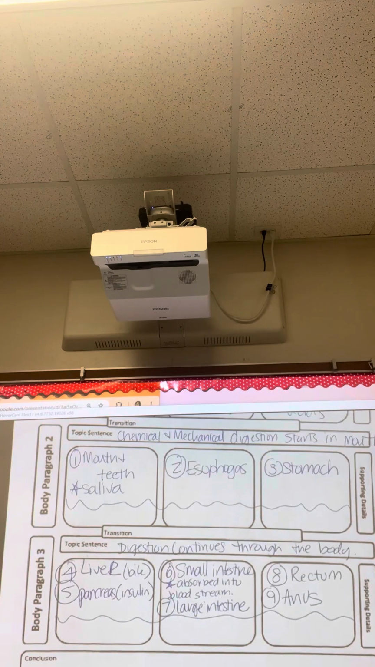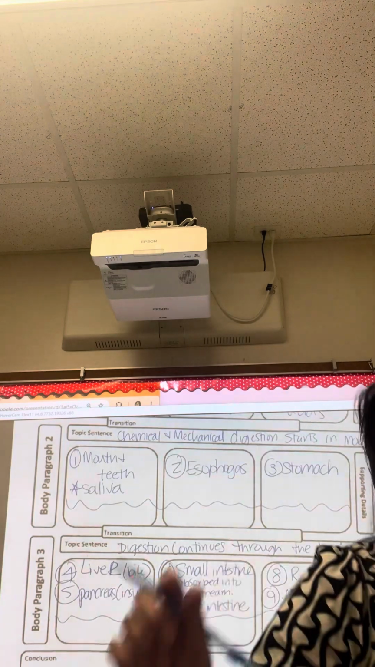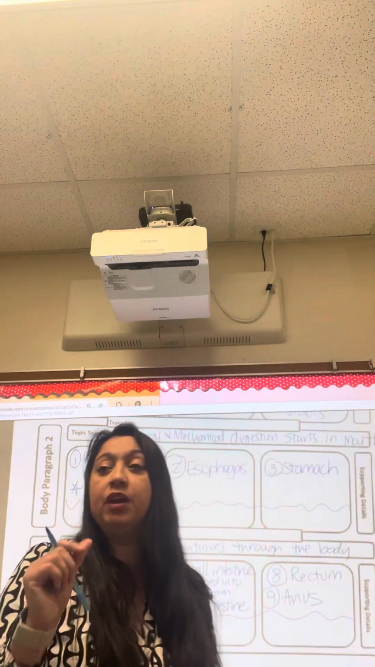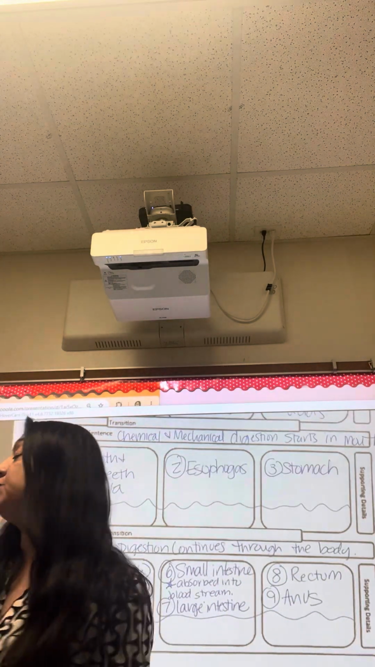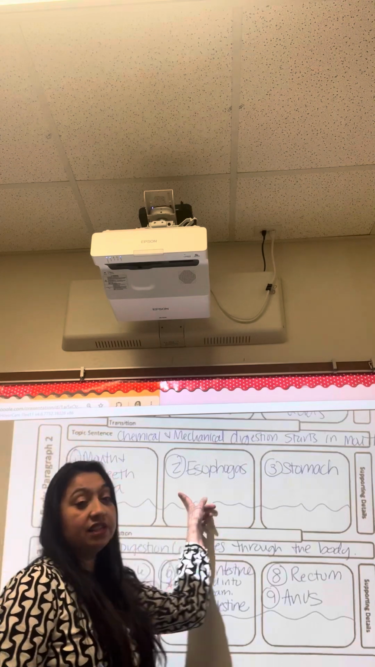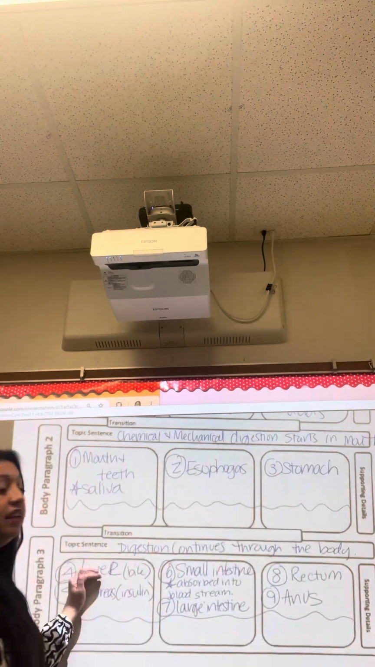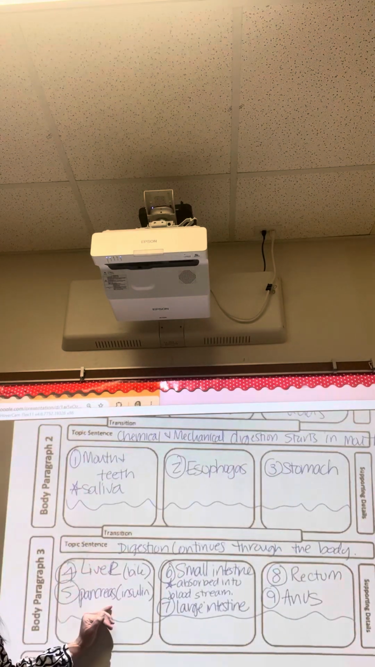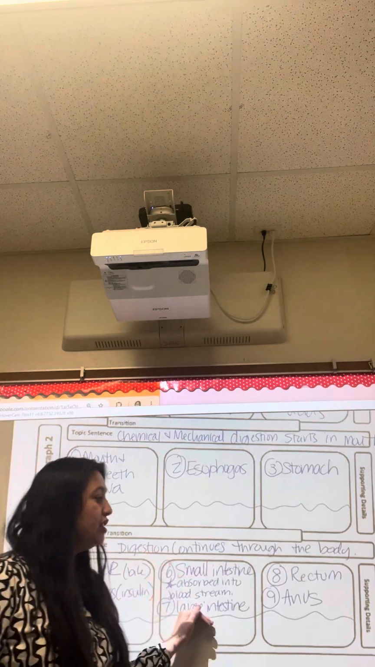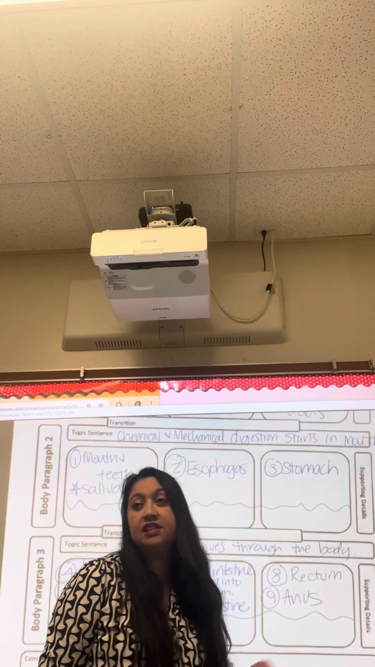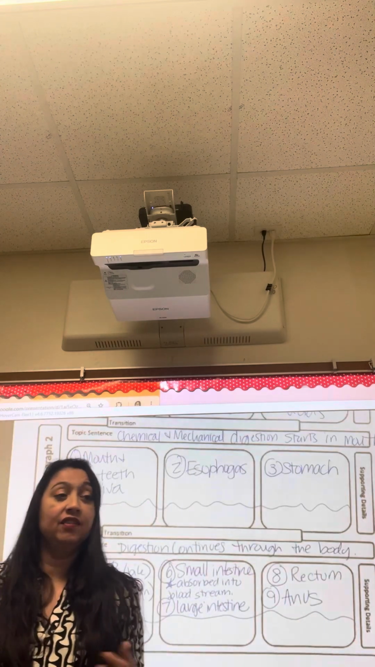Yep. Now, here's the important part about this. This is one of the big reasons I'm recording. If you say digestion starts in the mouth, then it goes to the esophagus, then the stomach, then the liver, which it doesn't, the pancreas, which it doesn't, then the food goes to the small intestines, the large intestines, the rectum, and then the anus, you will not get an A on this.